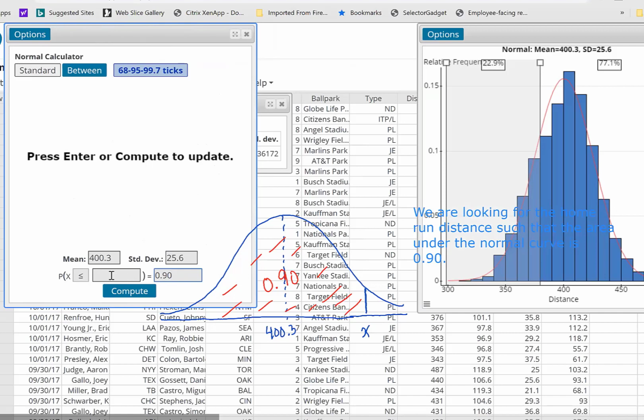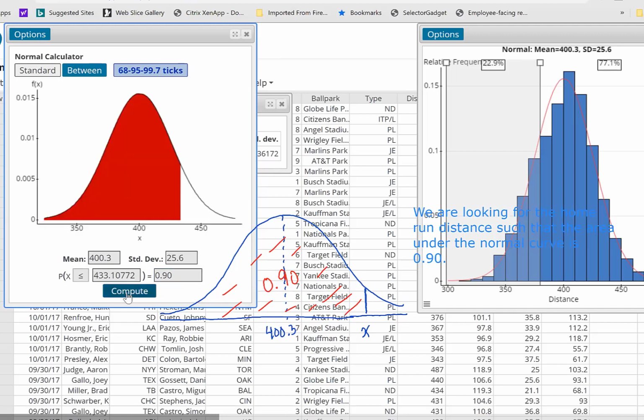You see how it's different here? I'm not putting in a value of the variable. I'm putting in an area. You with me? Now when you hit compute, it's going to give you the value of X. So you click compute, and your value of X right there is 433.1. See it?